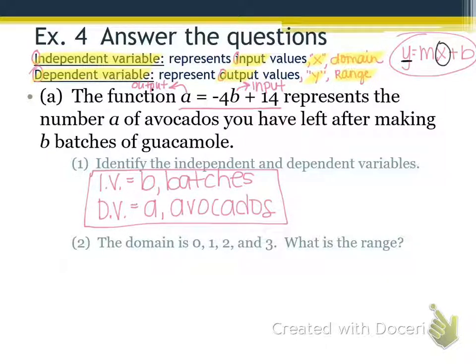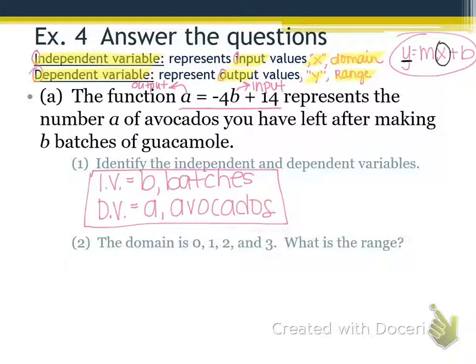You are very dependent. So when you're looking at a problem, if you're still confused and you're like, Ms. Johnson, I don't get it, then ask yourself this question. Can I have any number of avocados left that I want? Or can I make however many batches of guacamole that I want? The batches. I can make as many batches of guacamole as I want. So that is my independent variable. All right? But how many avocados I have left depends on how many batches I make.